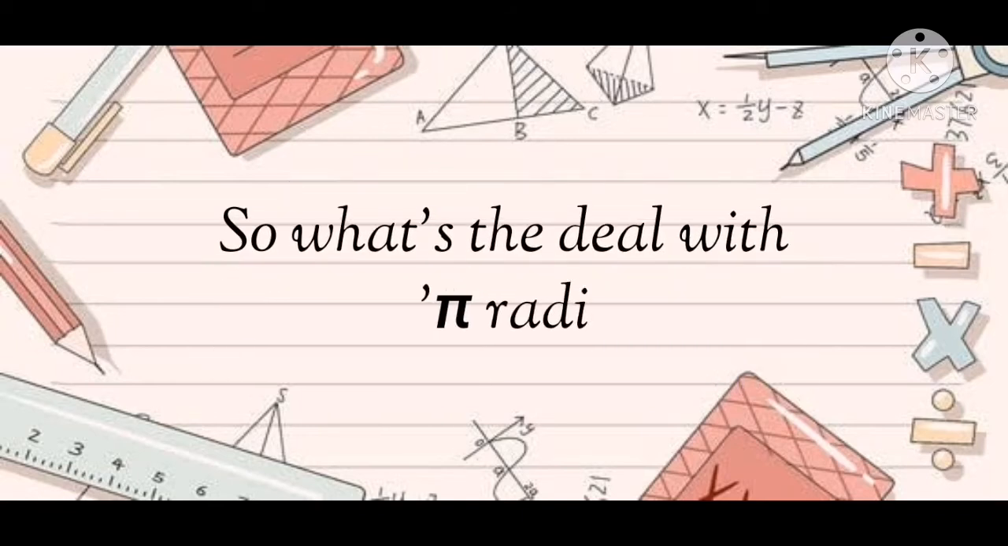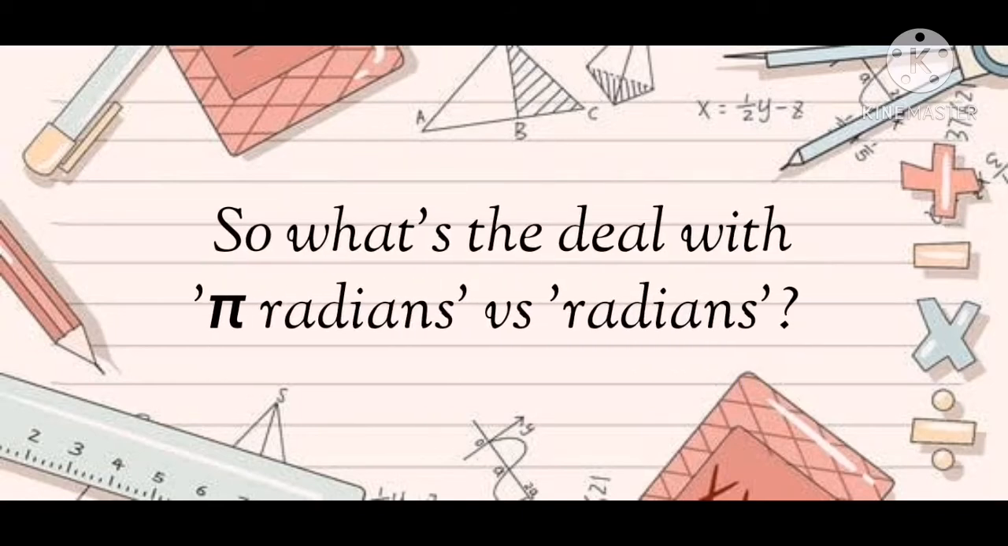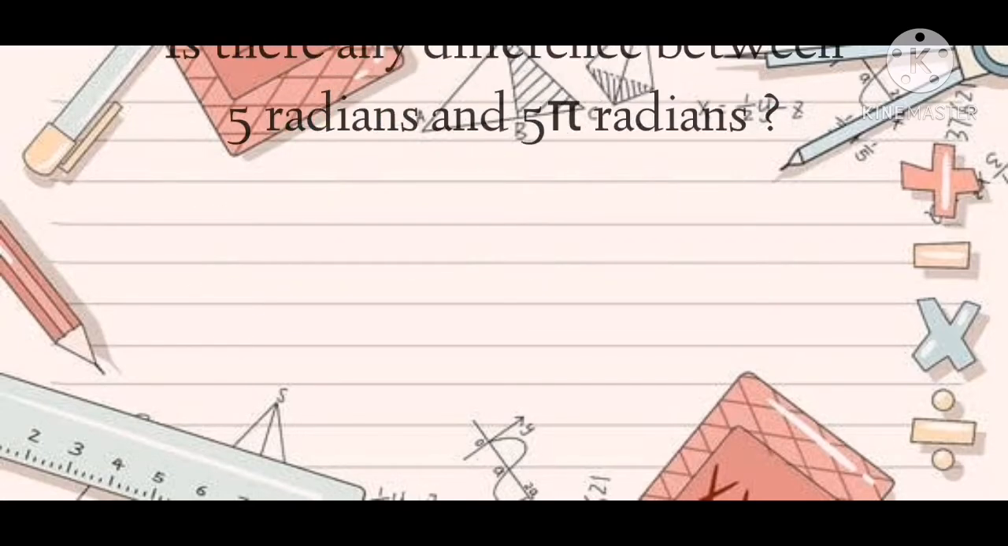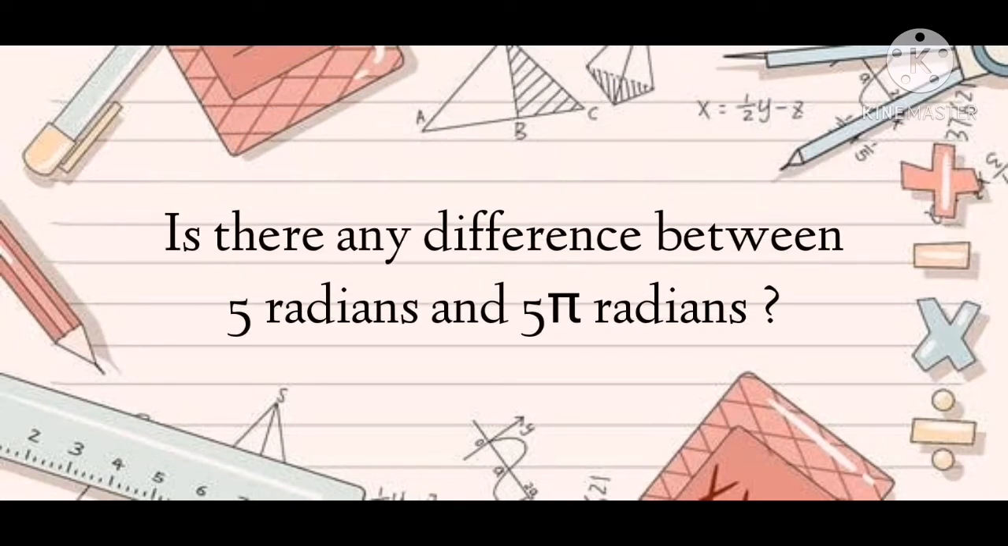And for some information, what's the deal with pi radians versus radians? Let's rephrase the question as follows. Is there any difference between 5 radians and 5 pi radians? Well, let's figure out the answer by converting 5 radians to degrees and 5 pi radians to degrees. If we end up with the same number, then 5 radians and 5 pi radians are the same.